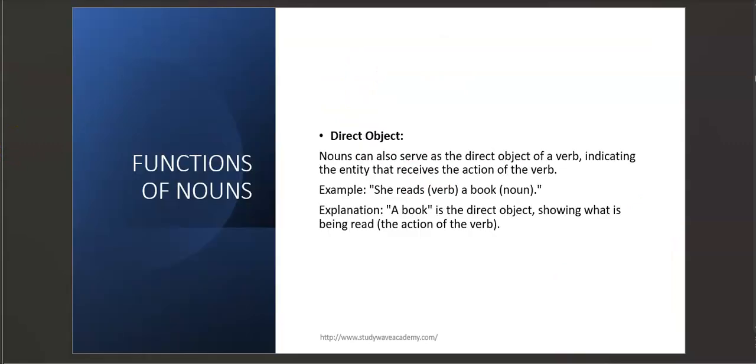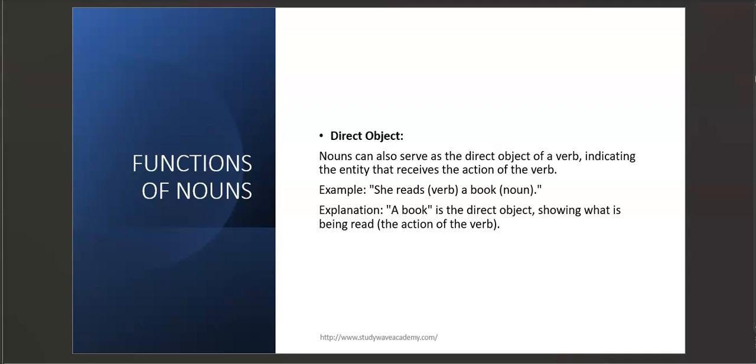But when you want to know about nouns being direct object, then you ask yourself, what object or what entity is receiving the action being spoken about? So, she reads a book. What is receiving this action of reading? You find that it's the book, so the book is your noun. So a book is the direct object showing what is being read. So do not forget about that function too.